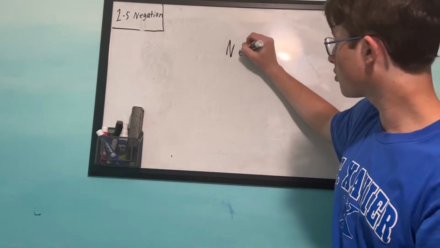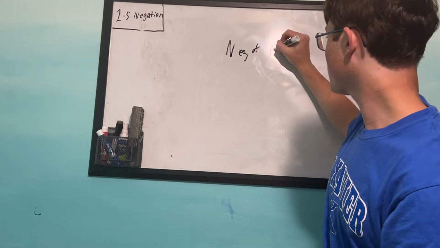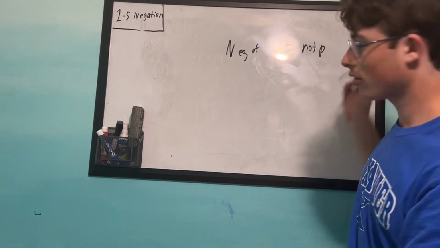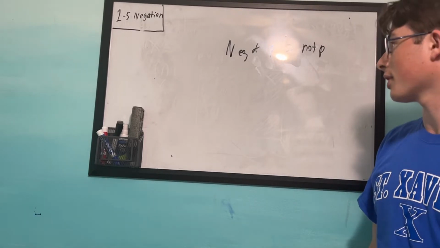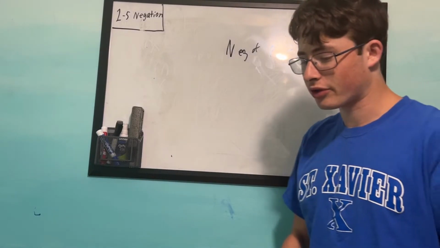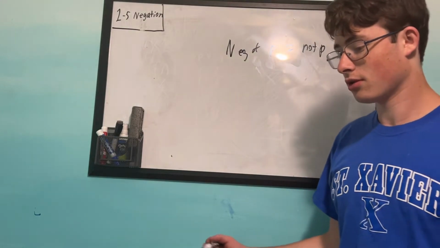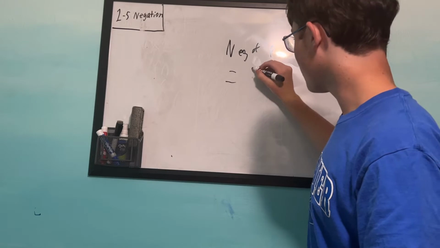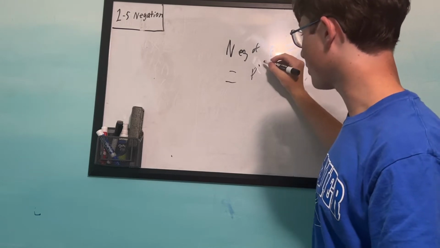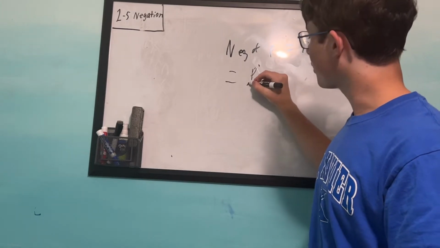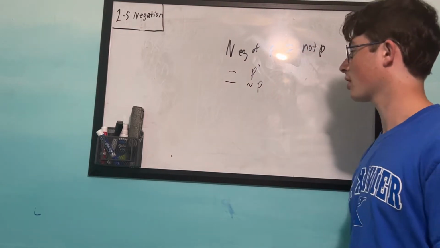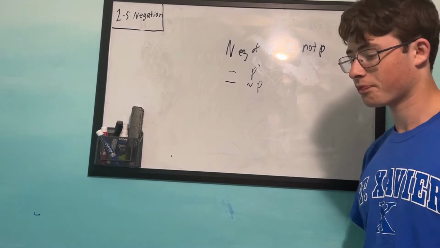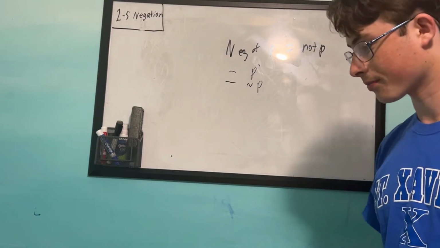Negation of P just means not P. So if you have P and you want to negate it, just say not P. There are a few ways to express this mathematically. The two most common forms of negating something are the statement followed by a little apostrophe, or a tilde preceding the statement. Both of these mean not P. Just different ways of expressing it.